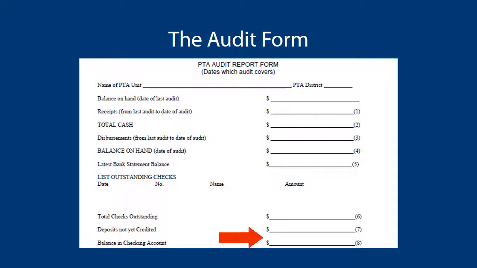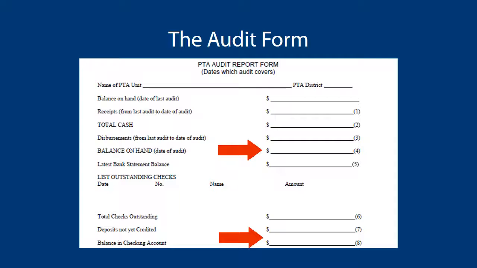Once these 3 lines have been filled out, the audit committee subtracts the total outstanding checks in line 6 from the last bank statement balance in line 5 and adds the uncredited deposits in line 7. This total is the balance in the checking account and is recorded on line 8. The value in line 8 should be equal to the value above in line 4, the balance on hand.